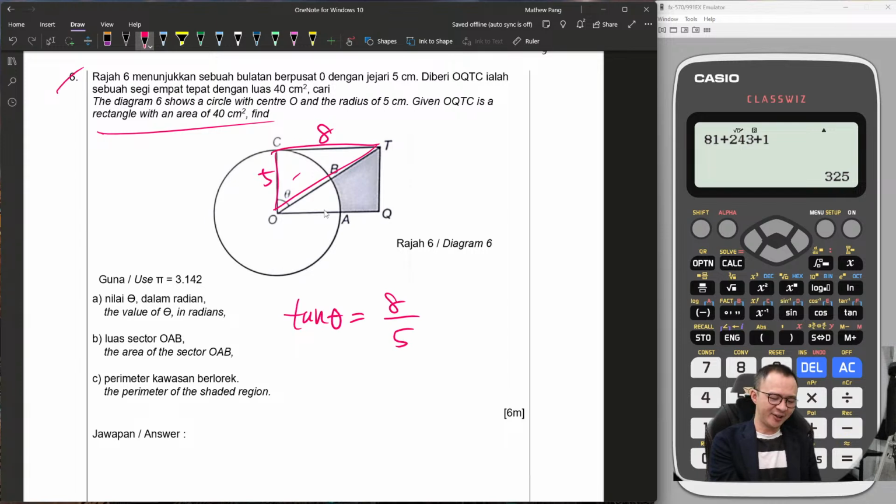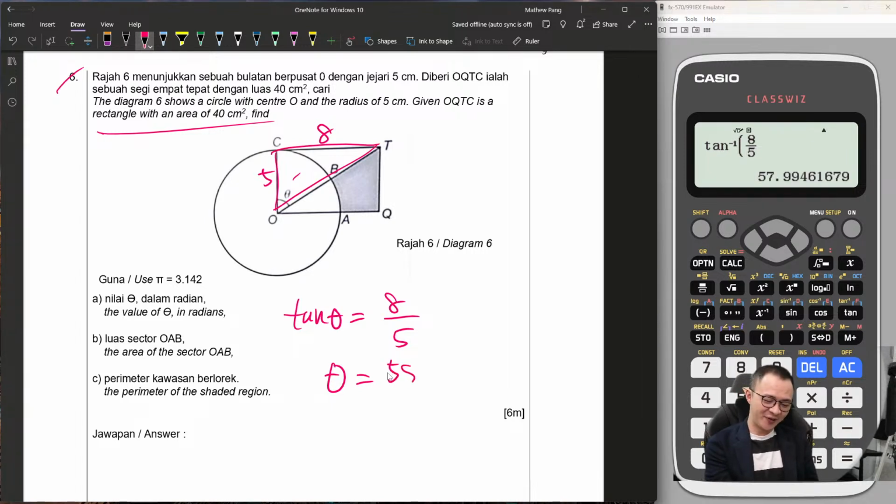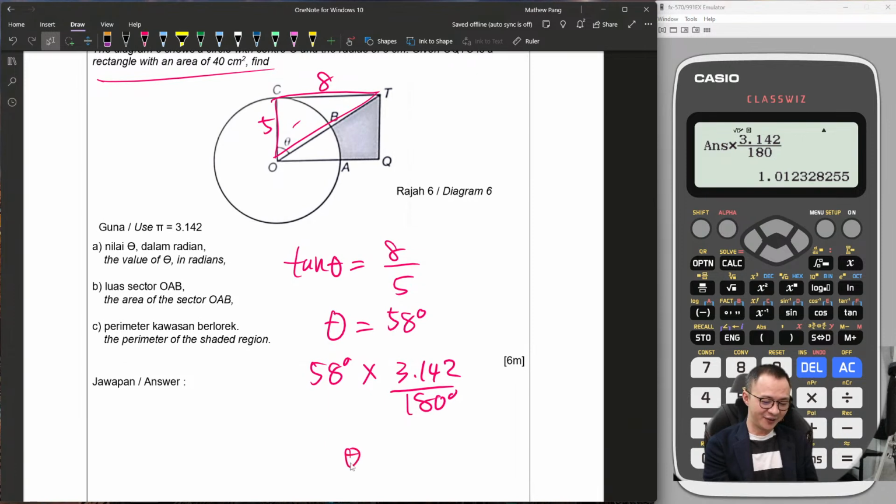Tangent is opposite over adjacent. SPM teachers love you to do it in degrees first, so we just pretend we are stupid and do it in degrees first. Tangent of 8 over 5, oh my god, it's 58 degrees. Then we change to radians: 58 degrees multiplied by pi divided by 180, so we multiply by 3.142 over 180. Then you get the answer for theta, which is 1.012 radians. Okay, this is part A.